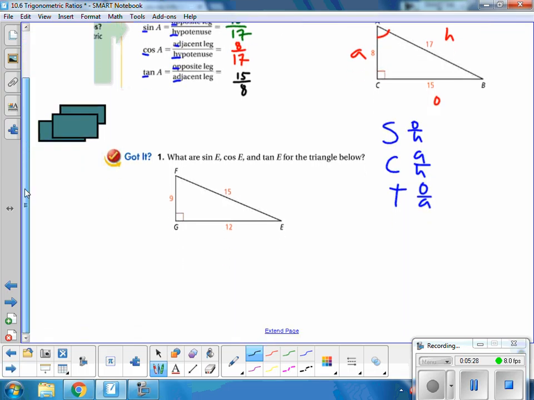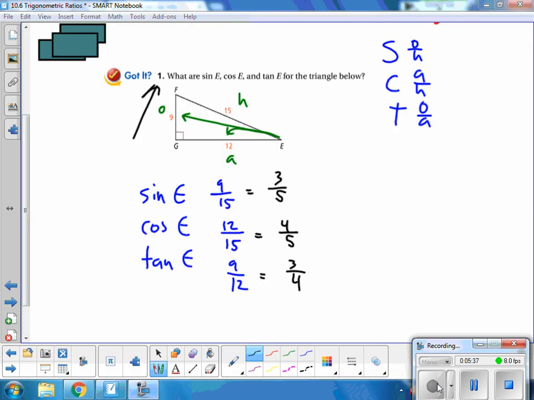All right, I would like you to press pause and SOHCAHTOA number 1 on this right triangle. All right, for sine of E, it's in the ratio of 9 over 15, but can be reduced down to 3/5. I did not mention that earlier, but that's what you want to do with these ratios, is simplify or reduce them. The cosine of E is 4 over 5, and the tangent of E is 3 over 4, all working off of angle E.